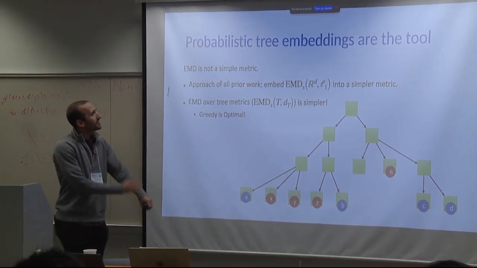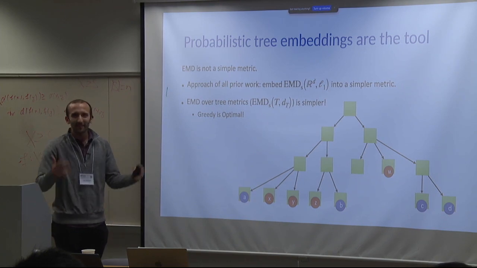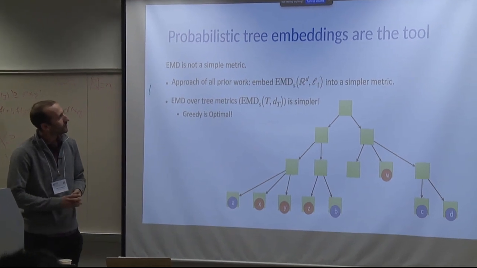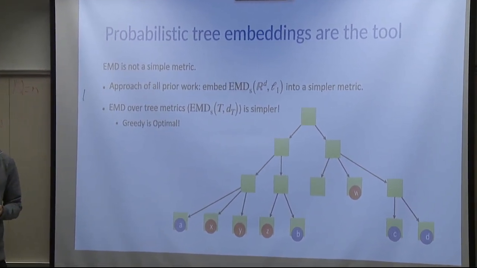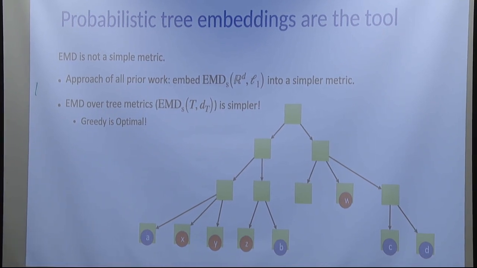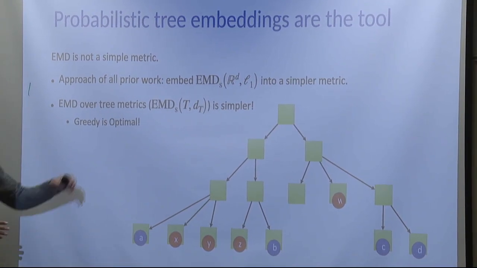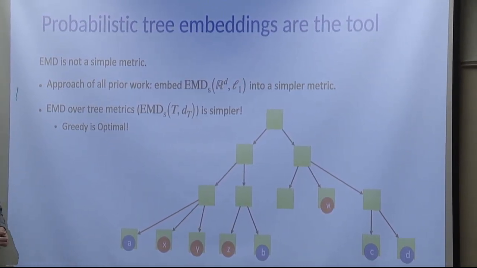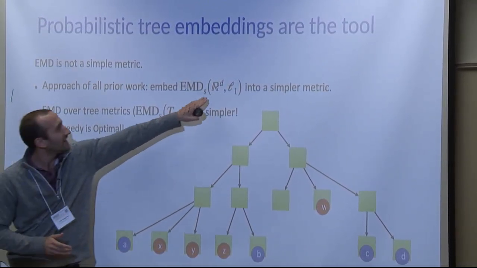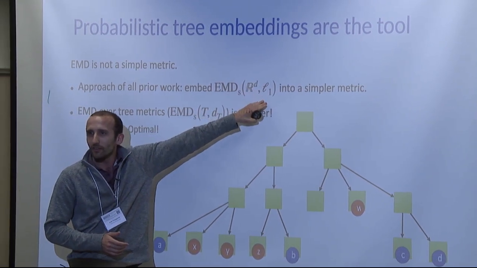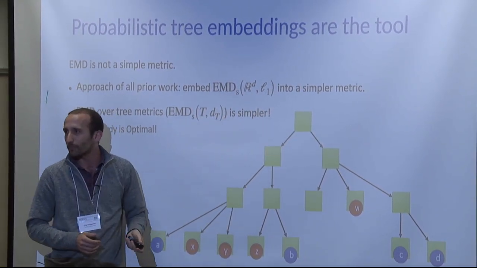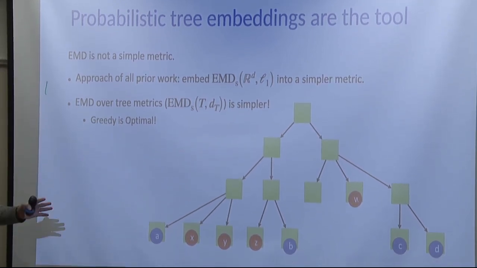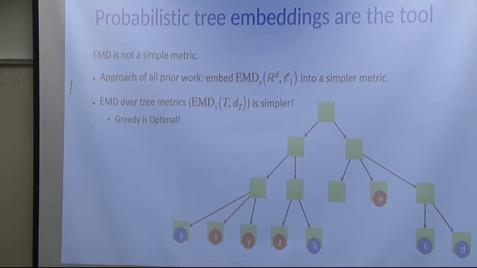So like I said, EMD is not a simple metric. Hopefully I've convinced you all of this. All the prior approaches to work on these sketching or nearest neighbor search problems for the Earth mover distance proceed by embedding the underlying EMD over R^d into a simpler metric. What that means for us is to embed the underlying ground metric R^d over L1 into a probabilistic tree.